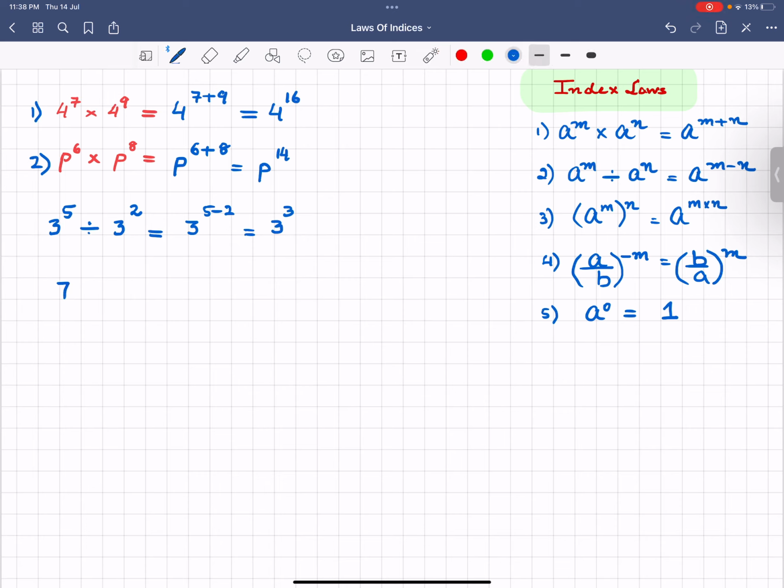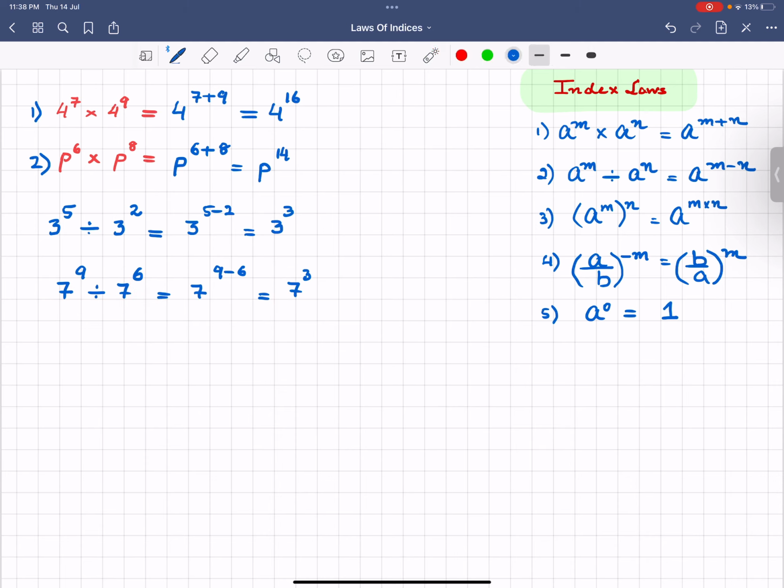If I have, for example, 7 to the power of 9 divided by 7 to the power of 6. So here again I have the same bases and the bases are divided. When bases are divided, powers are subtracted. So we have 7 to the power of 9 minus 6. 9 minus 6 is 3, so 7 to the power of 3. This is our answer in the form of a single index. So when we say single index, we just have a single index in the answer, whereas earlier we had one index here and one index here. So we simplify this and write our answer as a single index.